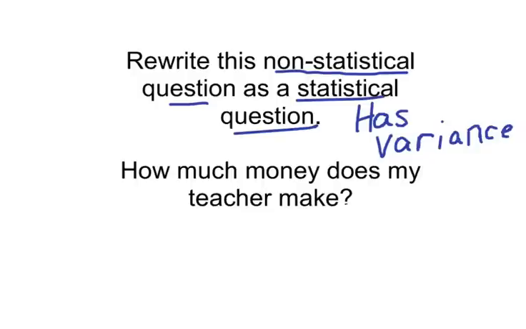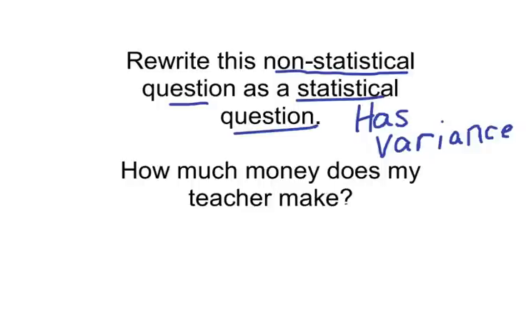Like, for example, how much does my principal make? Is that going to be statistical? No, because it's just one answer. How much does my teacher make? No. What is my teacher's last name? That's not going to have variance. But if you ask like 20 kids, what are your teacher's last names? Okay, then that would have some variance.